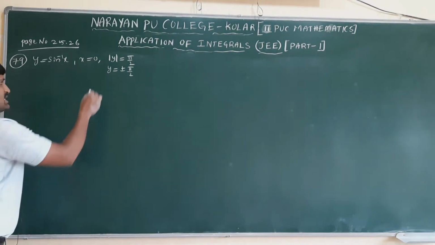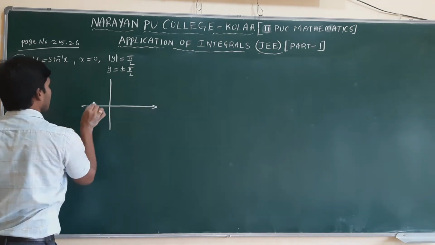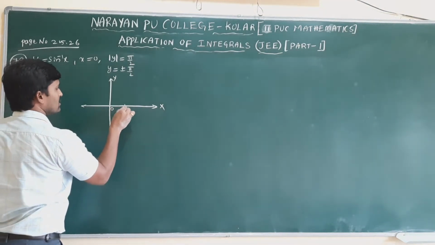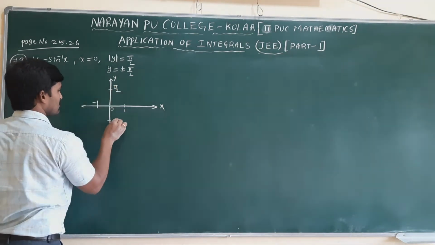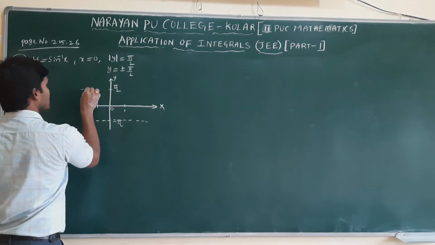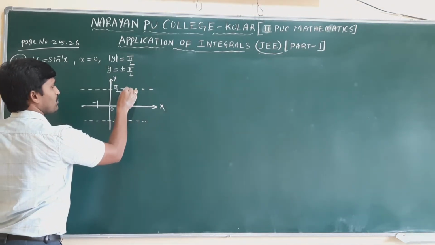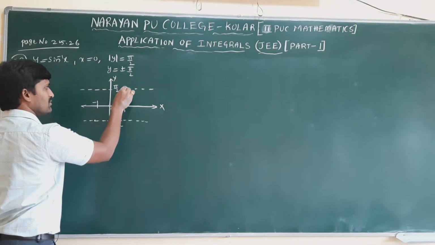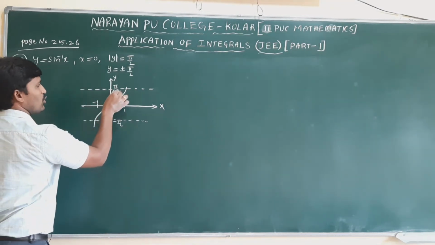The limits are given. For the sine inverse graph, as we already discussed in inverse trigonometry, numbers are on the x axis and angles on the y axis. This is the boundary line we have, because we need to find the region from minus pi by 2 to pi by 2. 1 you will get at which angle? Pi by 2. Minus 1 at which angle? Minus pi by 2. 0 at which angle? 0. Now we need to find both these areas.